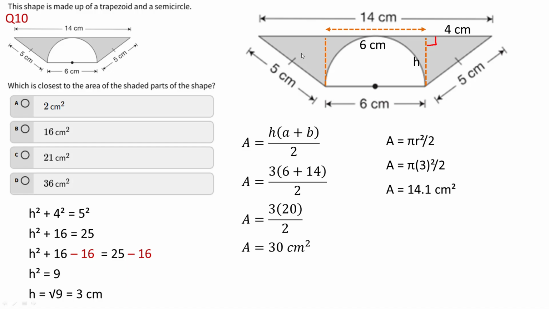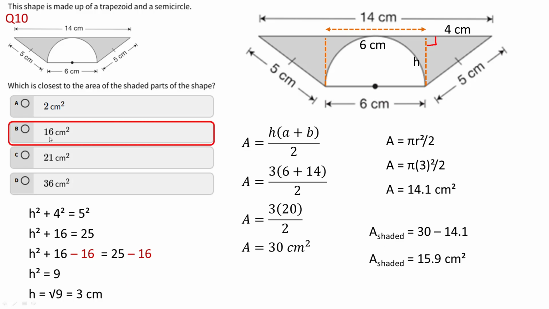Now, the shaded region or shaded area would be the area of the whole trapezoid minus the area of the semicircle. So I would subtract 14.1 from 30, which gives me 15.9. Now, notice 15.9 is not one of the listed answers. It says which is closest. They've actually rounded all answers to the nearest whole number. So we would choose 16 because 16 is by far the closest answer to all those answers.